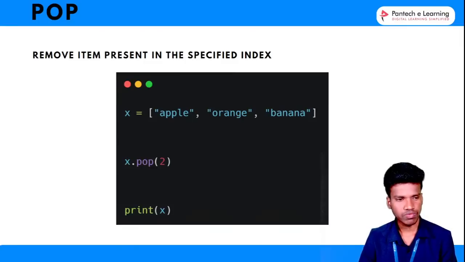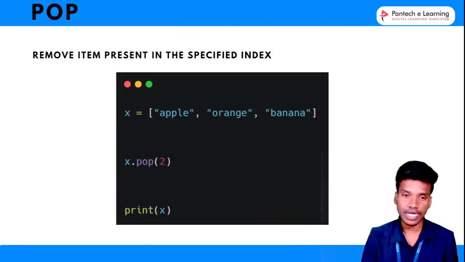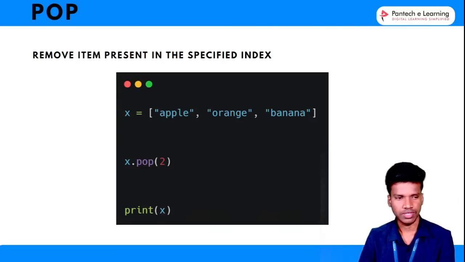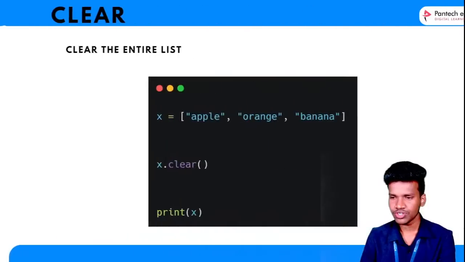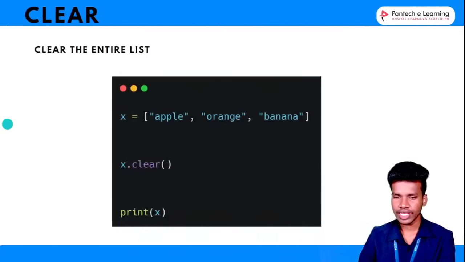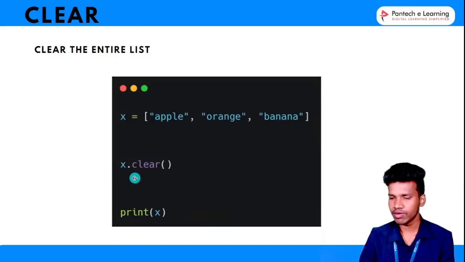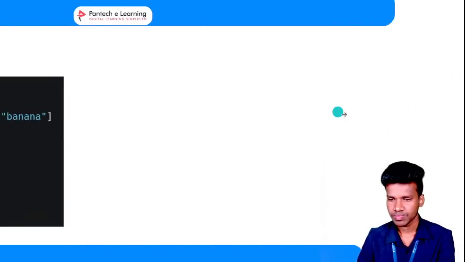What is the copy function? The copy function is used for creating a duplicate list. If we use this copy function, we create a duplicate list that looks the same as the original list. Yeah, exactly, right. So next one is the clear function. The clear function is used to clear the entire list. If we use x dot our variable name dot clear, the entire list will be removed. That is how the clear function is executed.